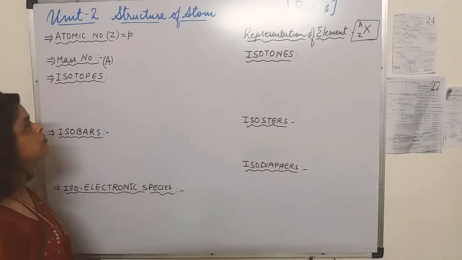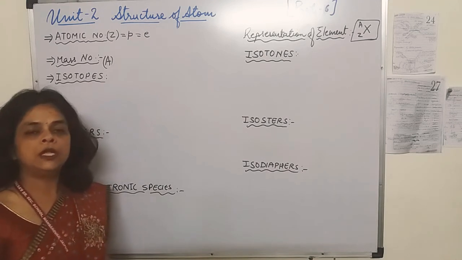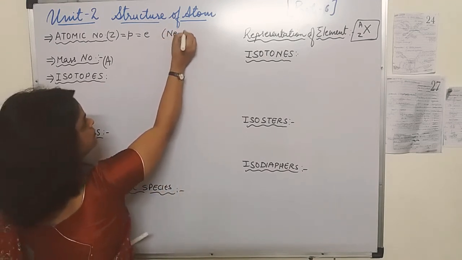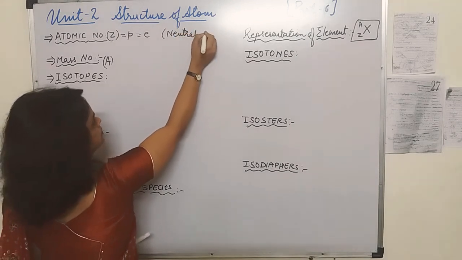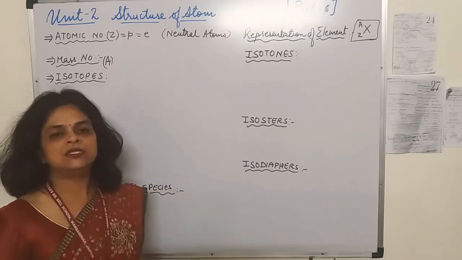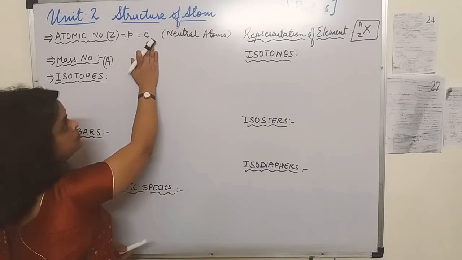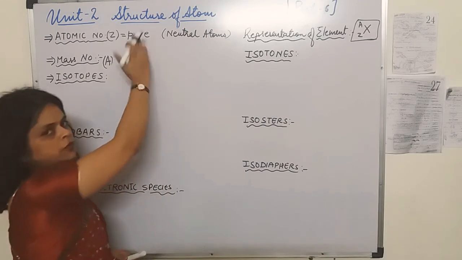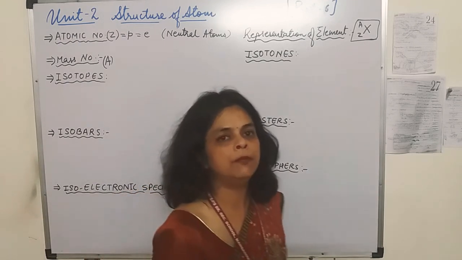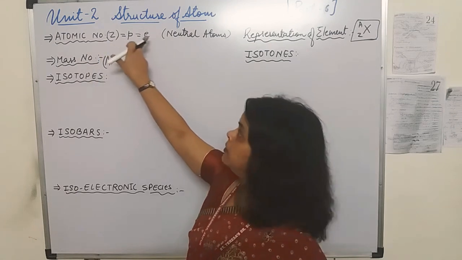Okay, in case of neutral atoms, the number of protons is equals to the number of electrons. So I should write here only in case of neutral species. The number of protons is equals to the number of electrons. Then if you have to find out the number of electrons, तो protons के number देख लो, वही number of electrons होंगे. Suppose I ask you in chlorine atom what is the number of proton, that means number of atomic number and number of electron.